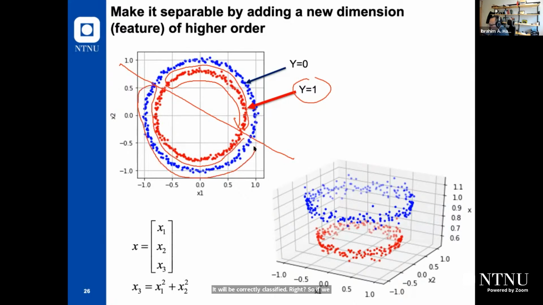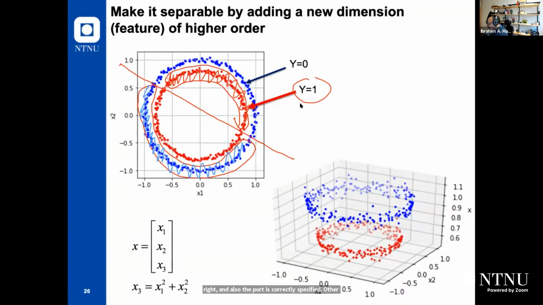So if we draw this line, maybe the accuracy in this case will be, I don't know, 20%, 25% or something, or maybe 50%, because that part is correctly classified. That part is correctly classified, right? And also that part is correctly classified. Other data points are misclassified.